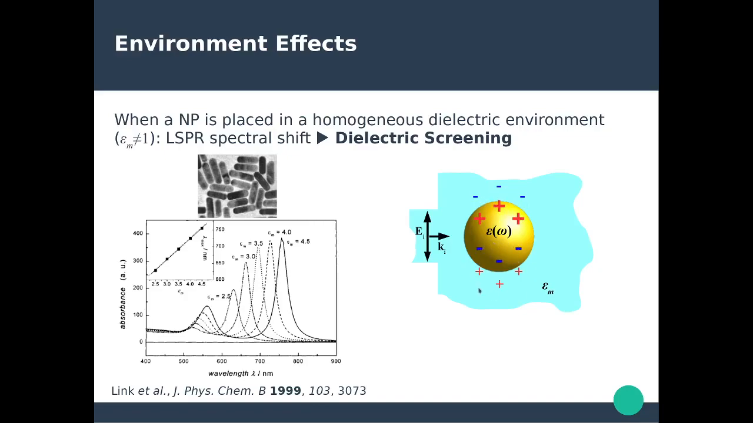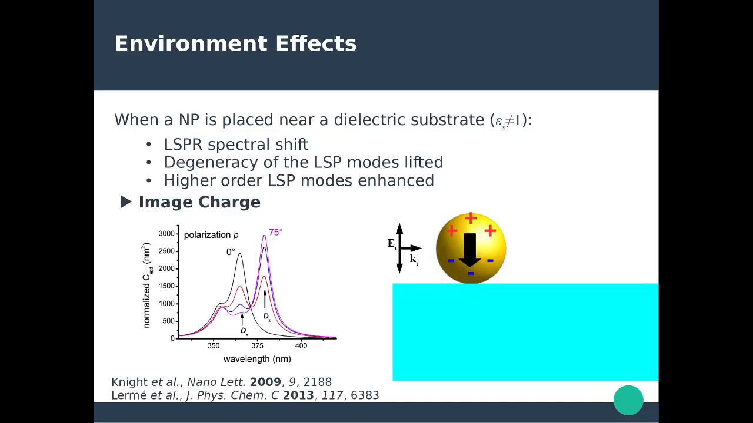Now because you have these additional charges around, you're going to reduce the effective net dipole moment of the particle, and then basically you're going to lower the energy of the plasmon resonance. Because you lower the energy, you increase the wavelength, and that's why you observe this spectral shift. And as I said, this is the underlying effect for LSPR sensing that we're going to discuss in chapter 11. The other thing we can do, instead of placing the particle in a homogeneous dielectric medium, is place it near a dielectric substrate.